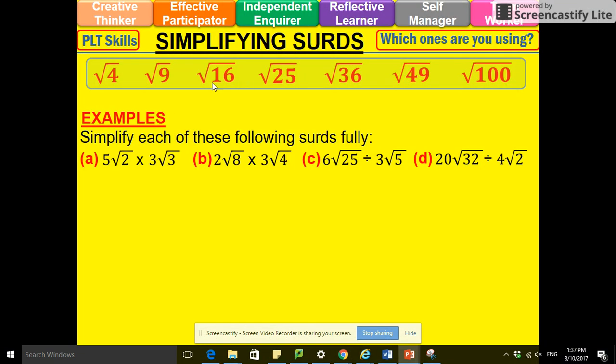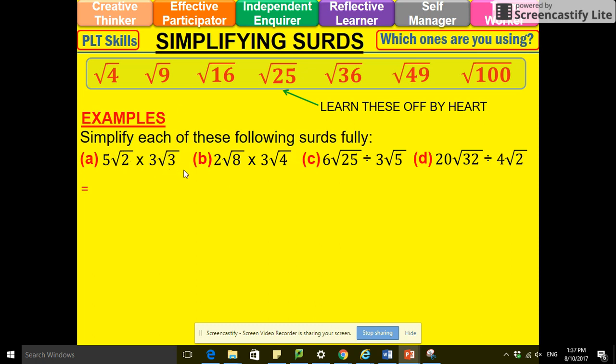Okay, we're looking at simplifying surds, which is basically multiplying and dividing. Make sure that you know all of these off by heart, which I'm sure you do already, so when you look at them, you don't have to work them out.